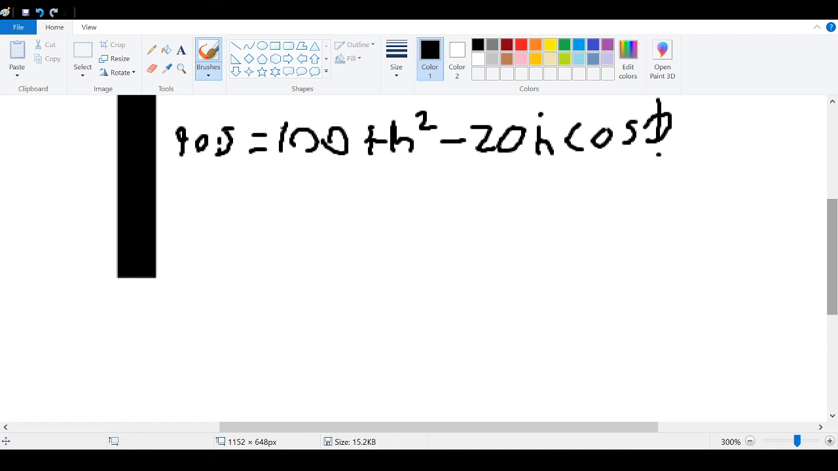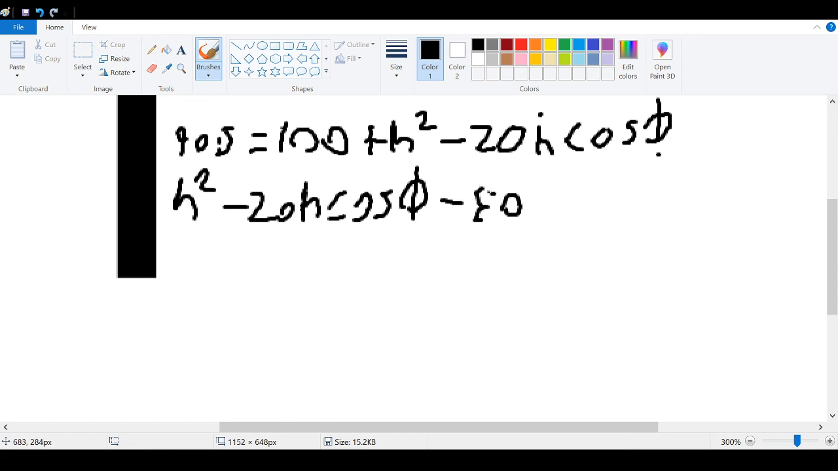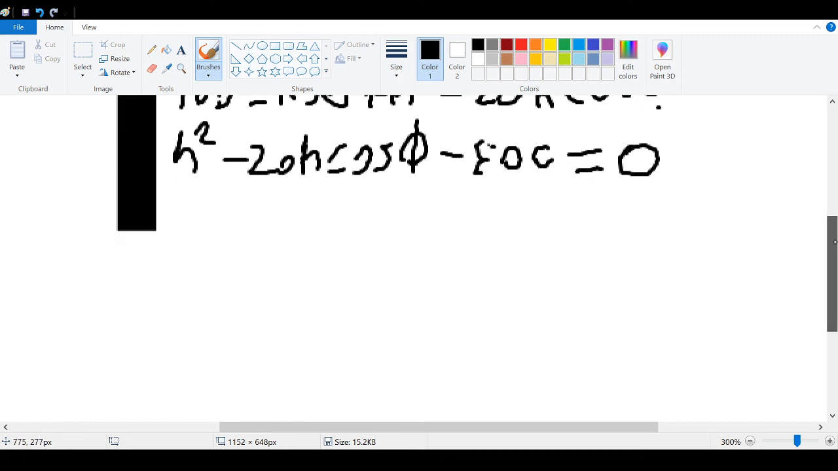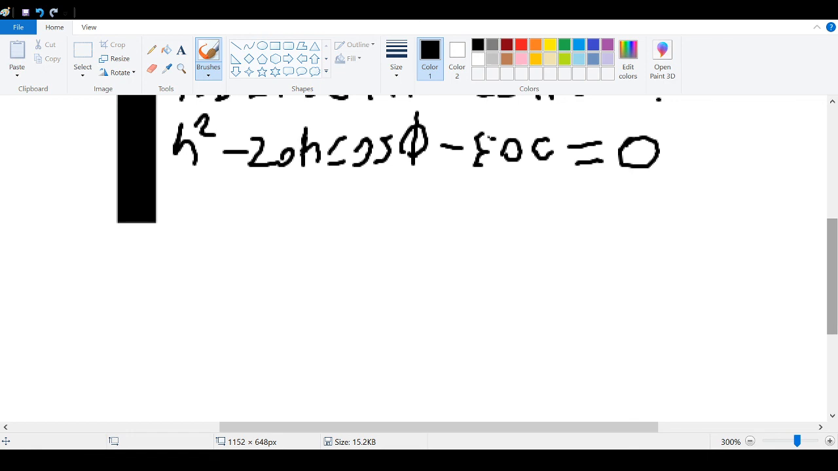And now let's just move everything to one side. I'm just going to move the 900 over to the other side. And so our equation becomes h squared minus 20h cosine of phi, and then 100 minus 900 is minus 800. And this is all equal to 0. And so now it looks like we have a quadratic equation.